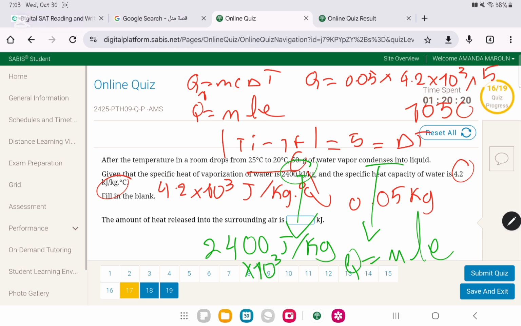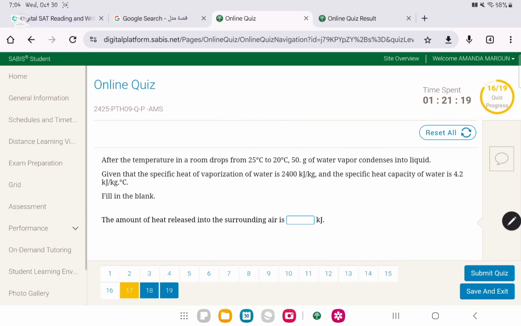Again, we have the heat in kilojoules, so to change it to joules, we're going to multiply it by 10 to the power of 3. So very simply, to find the Q of condensation, it's going to be the mass, which is 0.05, times L, which is 2,400 times 10 to the power of 3. If you do it, 0.05 times 2,400 times 10 to the power of 3, you are going to get 120,000. So this is the way to do it.